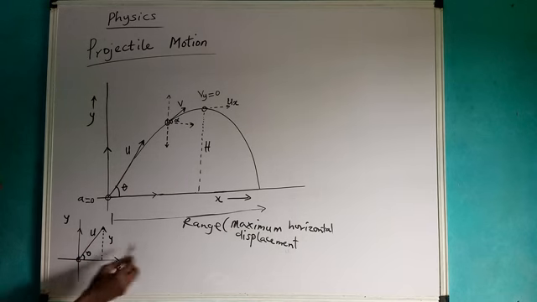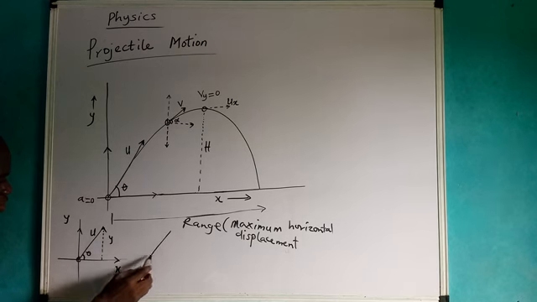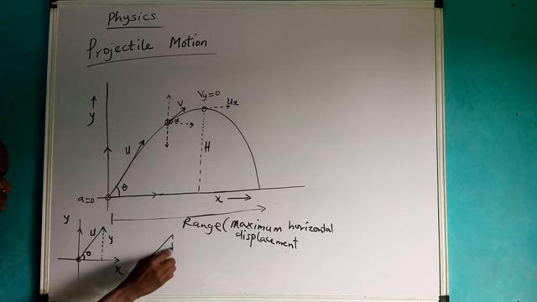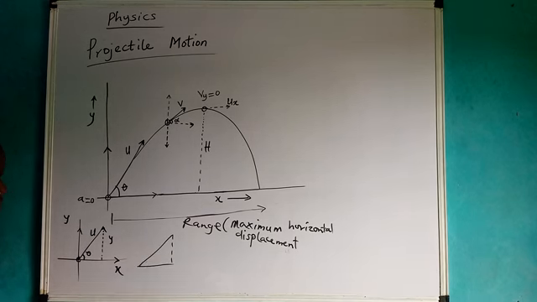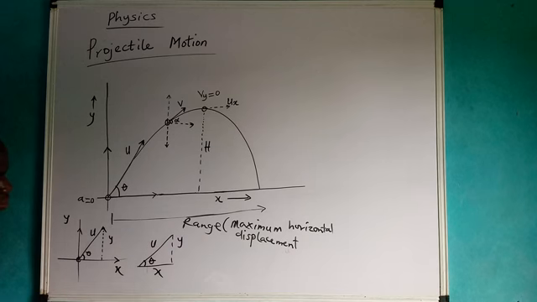Now, I can bring this part out. If I bring it out, I will have something like this. I will have a right angle triangle. Here is y. Here is the angle of projection, and here is u, and here is x. Therefore, we have a right angle triangle.